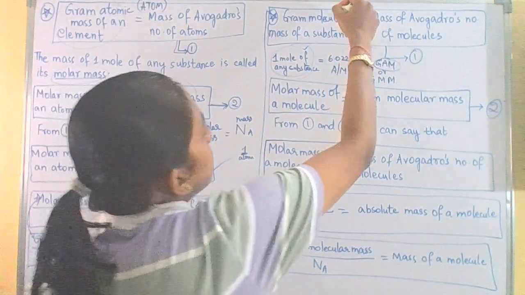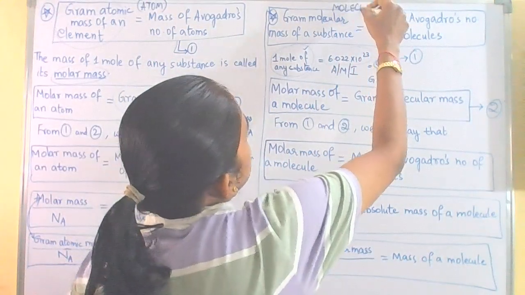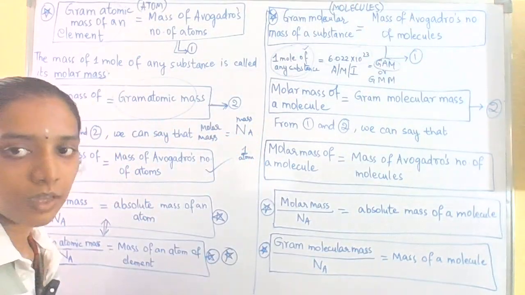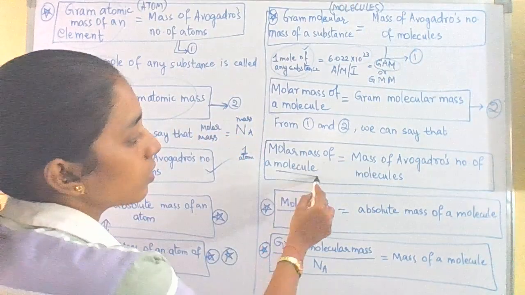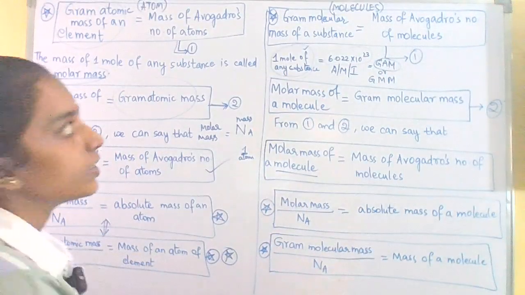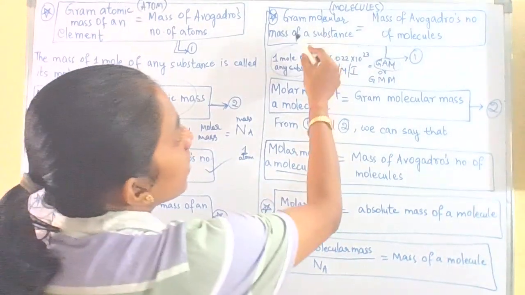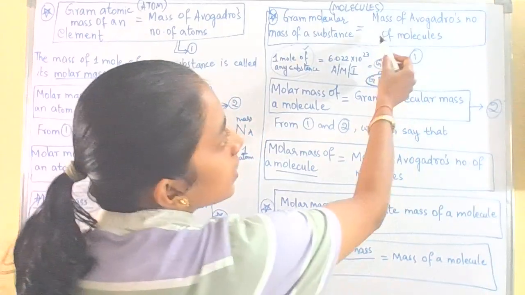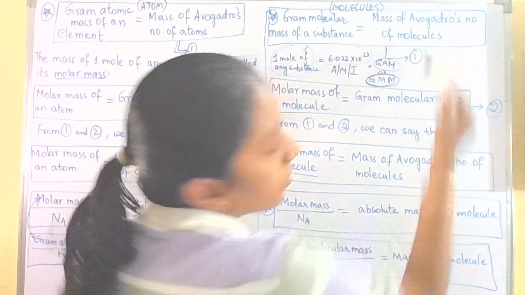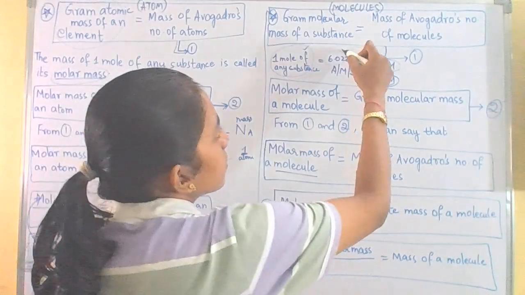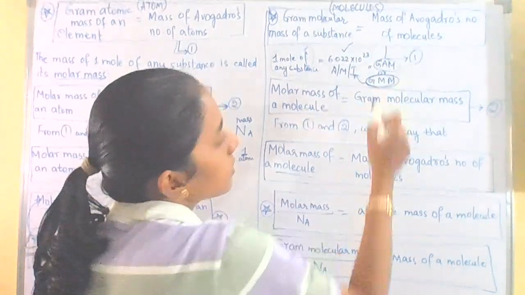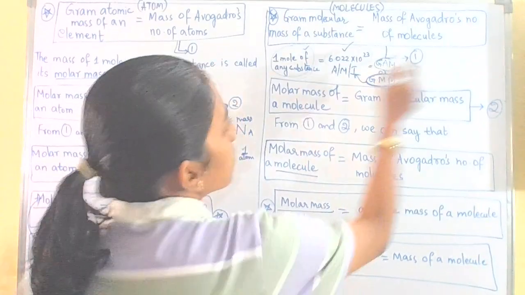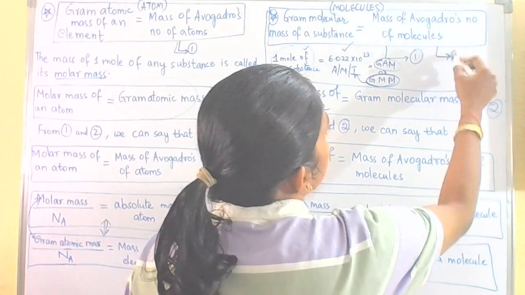Now on this side we'll see molecules, molecular mass, gram molecular mass. The molar mass of a molecule, we'll study on this side. Gram molecular mass of a substance is equal to the mass of Avogadro's number of molecules. They have said that gram molecular mass is equal to the mass of Avogadro's number of molecules. We'll take this as equation 1.